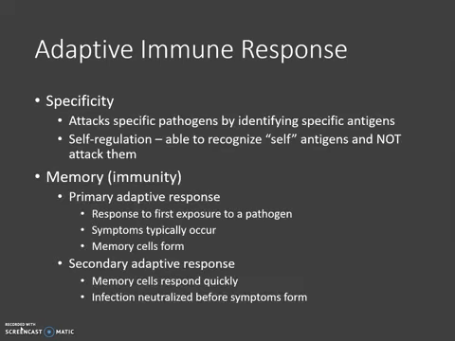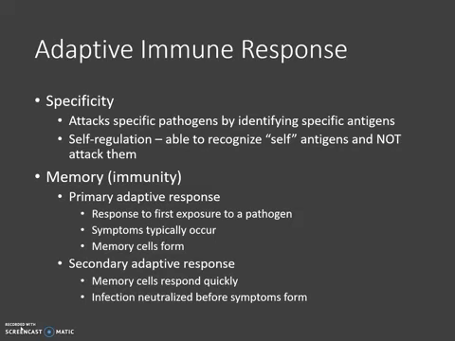So the adaptive immune response has some bonuses over the primary and secondary responses. First of all, the adaptive immune response has specificity, meaning that it is designed to attack specific pathogens. It does that by identifying specific antigens. Antigens are little protein signals on the surface of the cells of pathogens, and that's what the T cells and B cells recognize, and they know to attack things with a particular antigen on them.